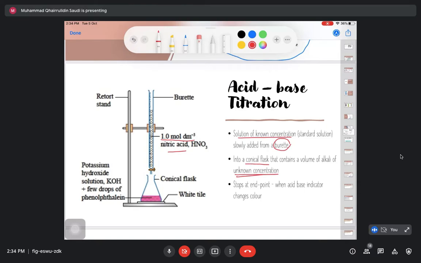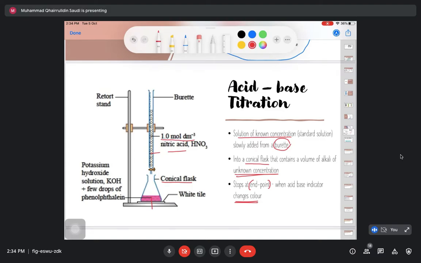So this is the conical flask. So this is our unknown concentration. This is the known concentration in the burette, and the unknown concentration in the conical flask. And then you do the titration. Titration will stop at the endpoint. This is another word that you need to know. The endpoint is when the acid-base indicator changes color.